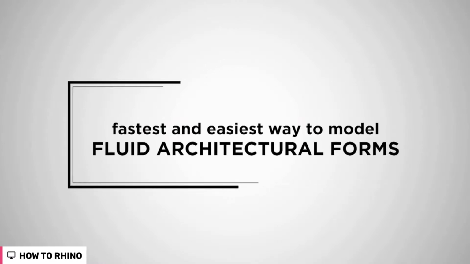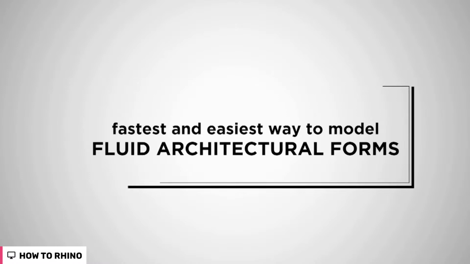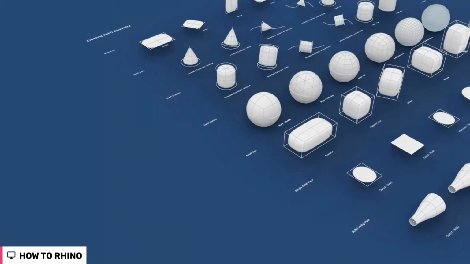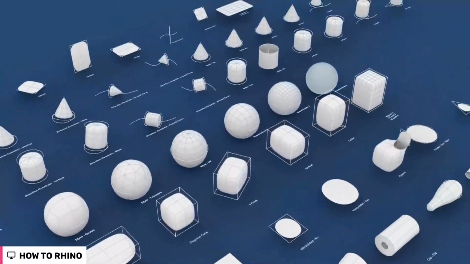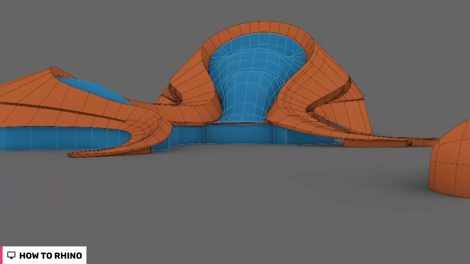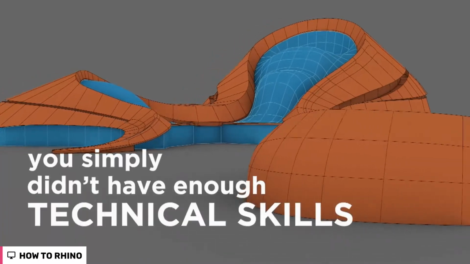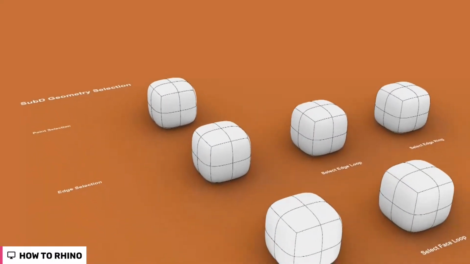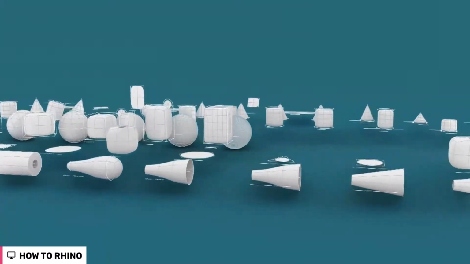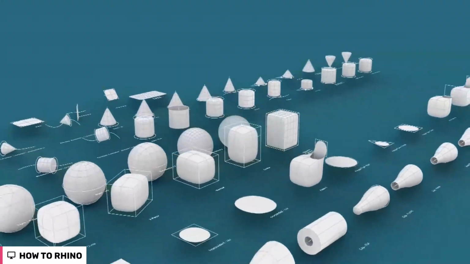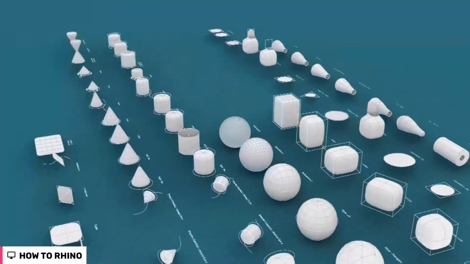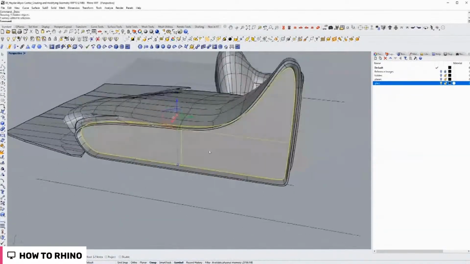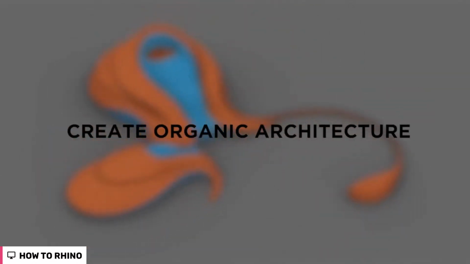Have you ever wondered what is the fastest and easiest way to model fluid architectural forms like many iconic buildings from Zaha Hadid and MAD Architects? Did you ever have a situation when you had a concept that involves complex geometry, but in the end you had to give it up because you simply didn't have enough technical skills to do it? Well, I have some good news for you. Creating complex organic forms has never been easier thanks to SubD tools for Rhino 7. And in this module, I'm going to introduce you to these tools and show exactly all the steps you need to take to create organic architecture.